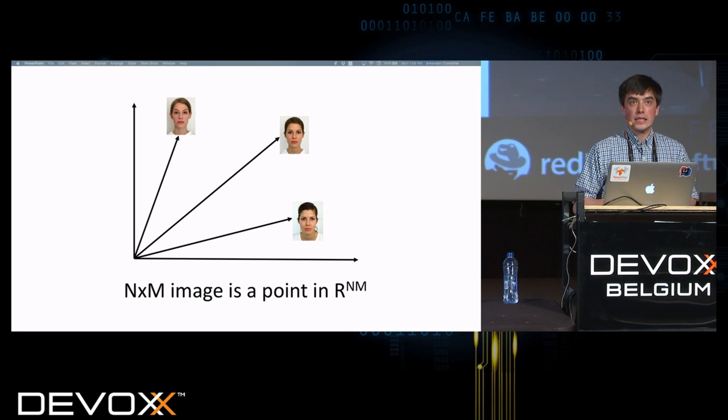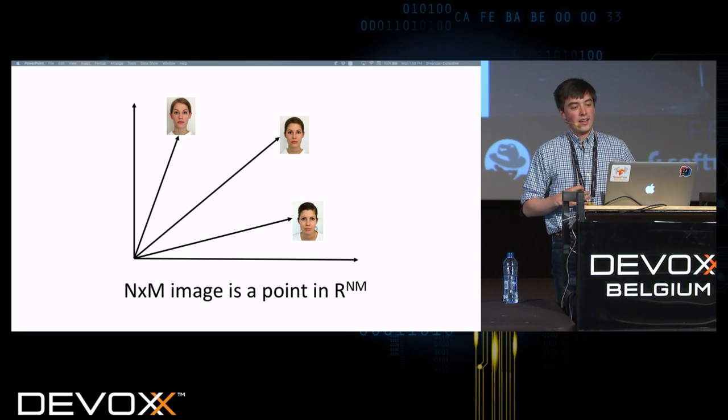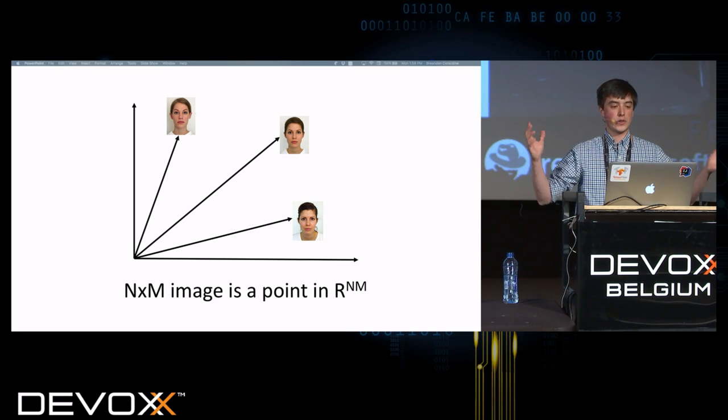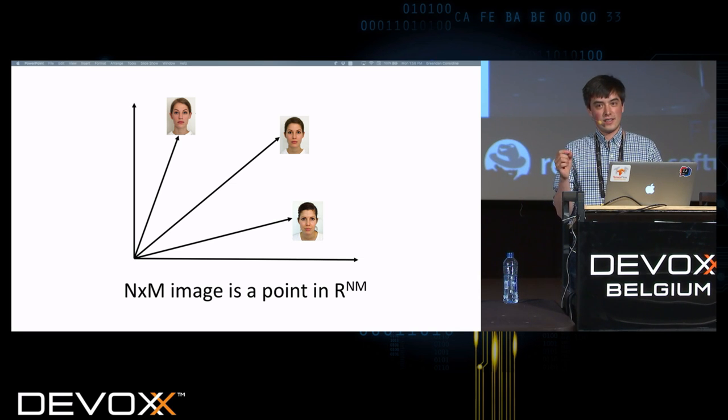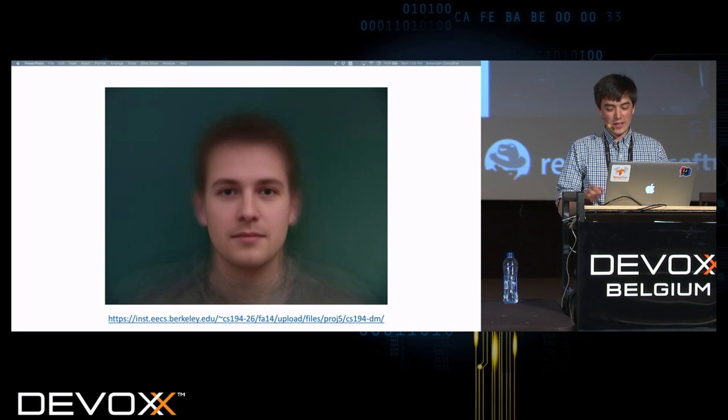Likewise for images. Images can be represented as a point in a higher dimensional space. So if you have an n by n image, that's n by n pixels, then this can be a single point inside of a space that has n times n dimensions. So you can do interesting things with that by applying certain transforms.